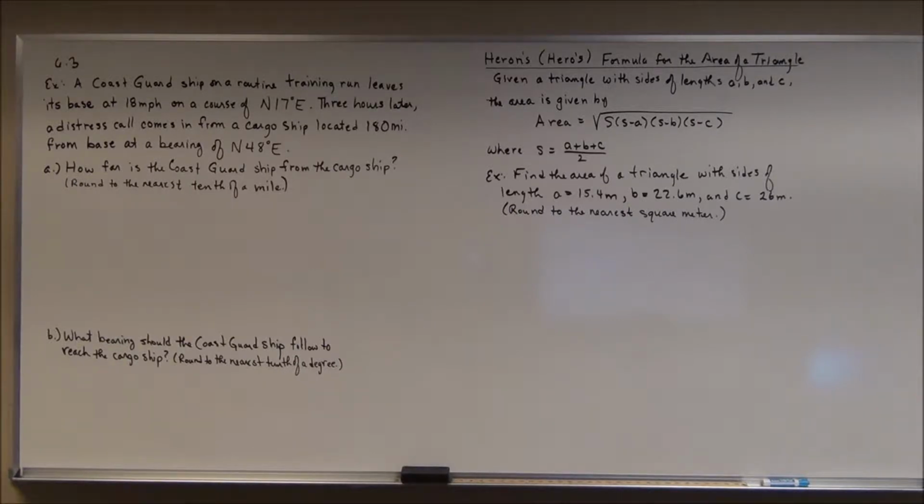Into this section here on the law of cosines. We looked at a couple of examples, one where we had two sides and the included angle of an oblique triangle and we solved it, one where we had the three sides of an oblique triangle and we solved it.